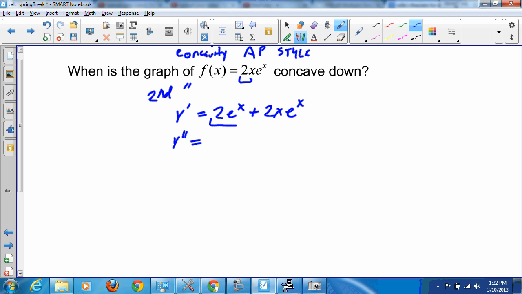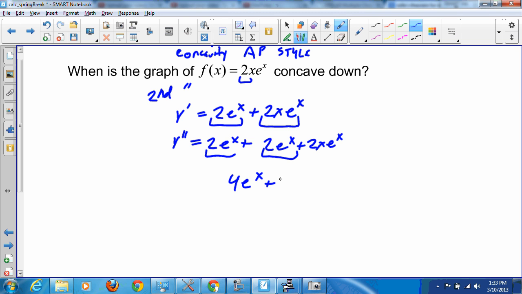The derivative of this part is just 2e to the x. Now, this part is exactly the same as our original function, so it's just a repeat of the first derivative, so I'm just going to rewrite 2e to the x plus 2x e to the x. You see that you have 2e to the x here, another 2e to the x, so you have 4 of them, and over here you get 2x e to the x. I suppose we could factor out an e to the x, and you'd be left with 4 plus 2x.